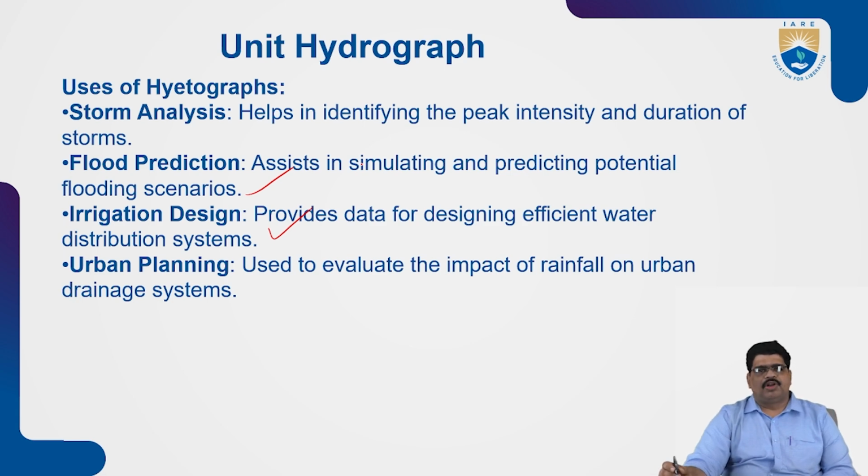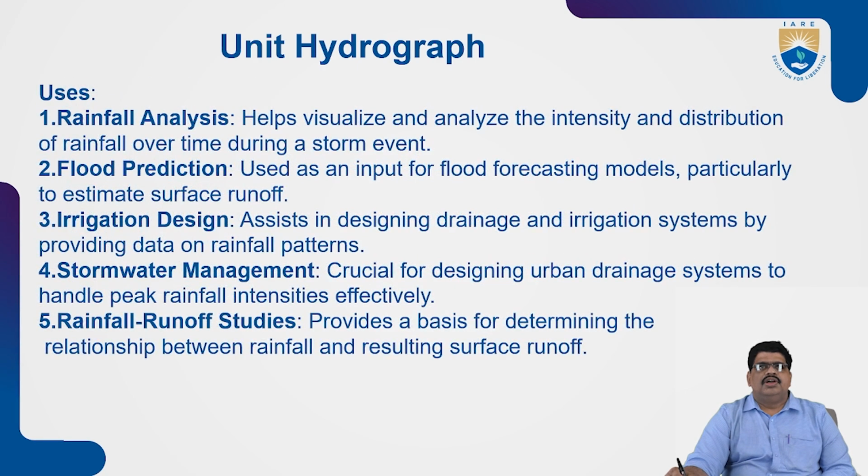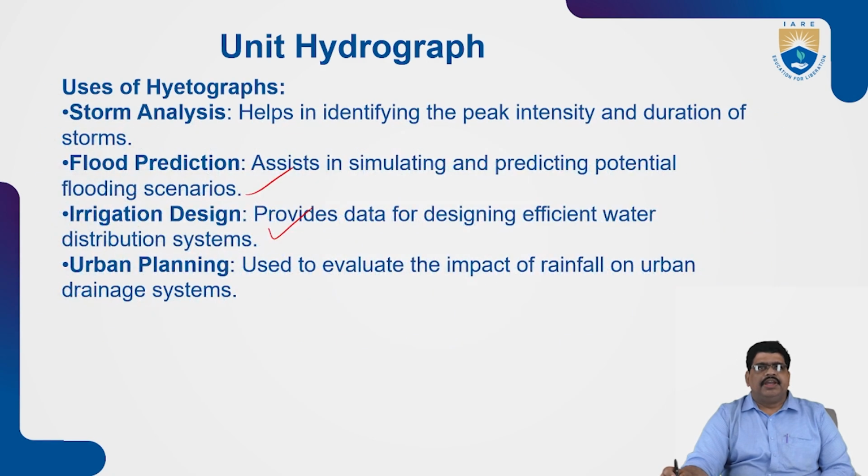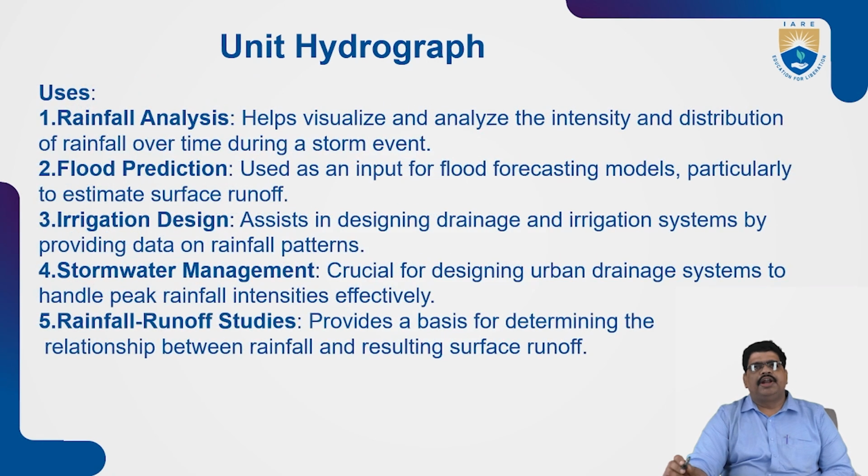Next, what is urban planning? Urban planning is used to evaluate the impact of the rainfall on the urban area, and the drainage system will be designed. The hyetographs can be used. Next, unit hydrograph analysis. What are the uses of rainfall analysis? This can be used for the hyetograph, and it can be used for the hydrographs.